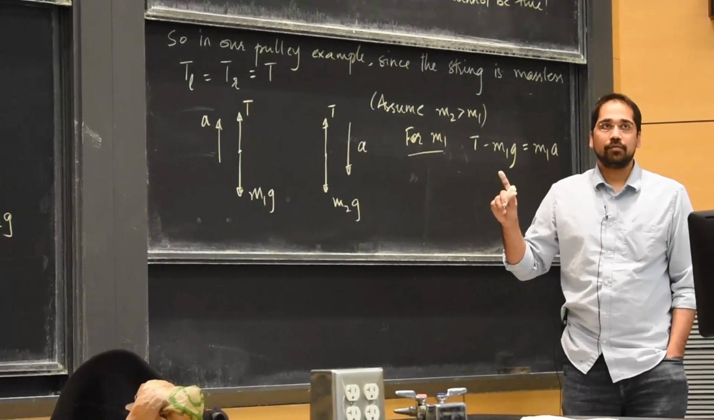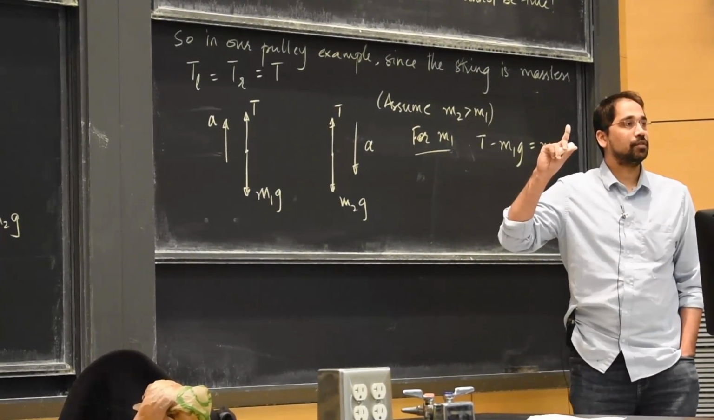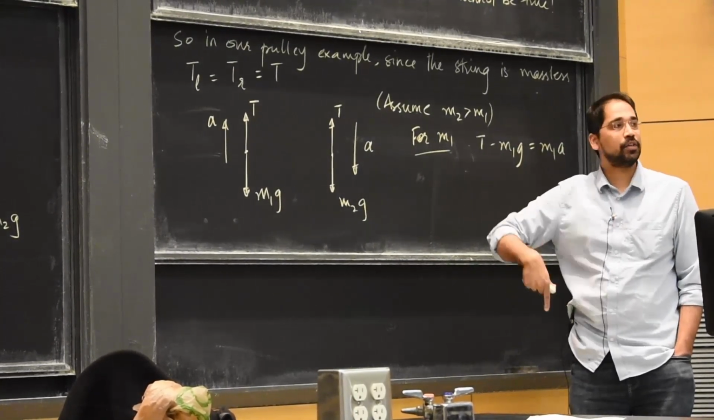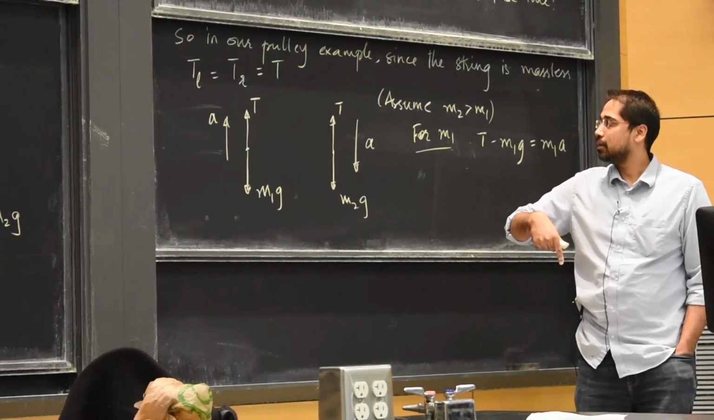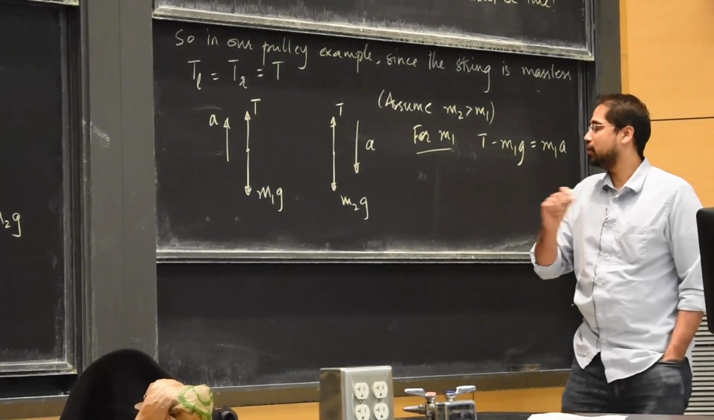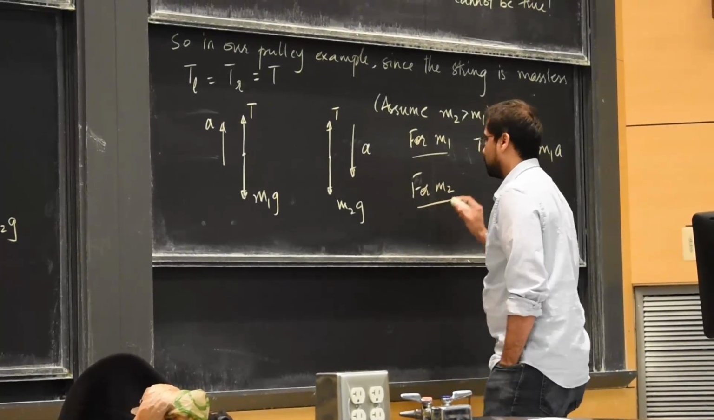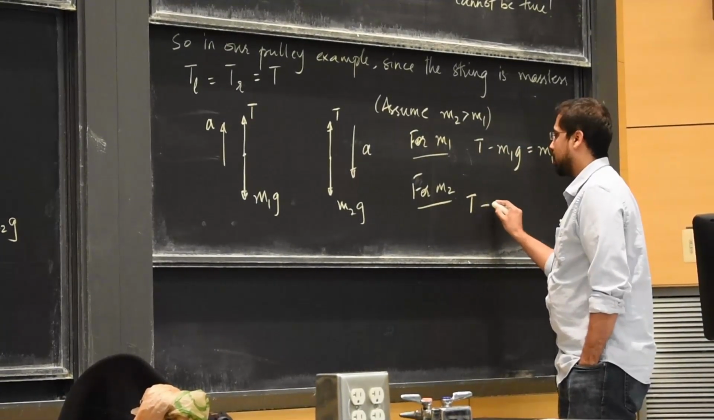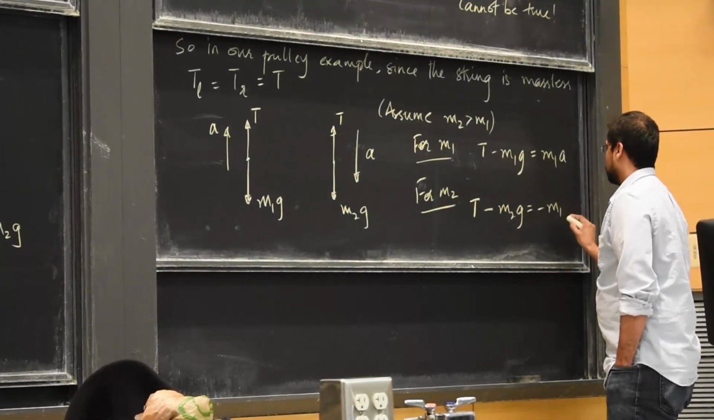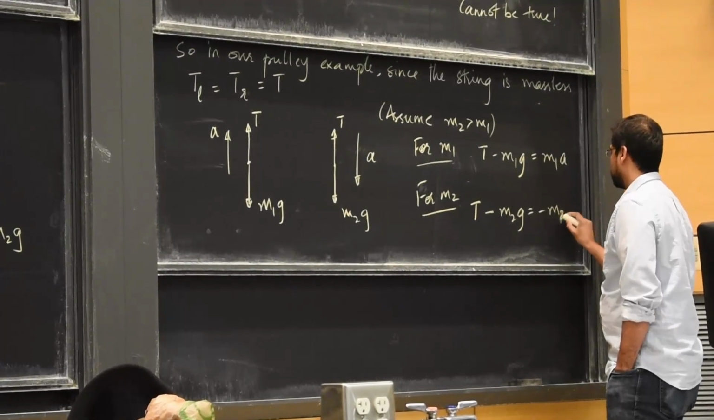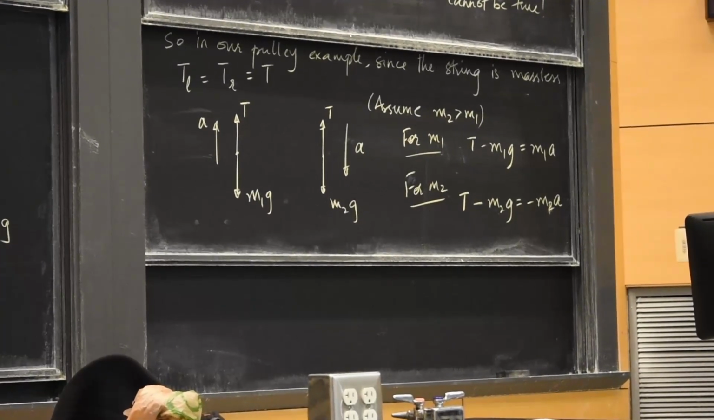That is true, although the convention I've used is that upwards is positive. Your convention assumes that downwards is the positive direction. You're right. So T minus M2G is minus M2A, because the acceleration of M2 is downwards.